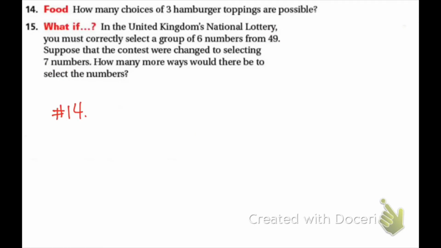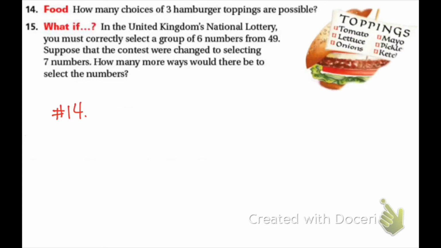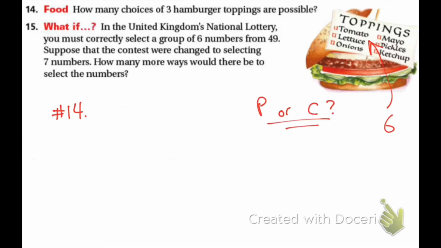Number 14. How many choices of 3 hamburger toppings are possible? And you have these toppings. So you have a total of 6 toppings. Would this be a permutation or a combination? Well, the order doesn't matter how you put it onto your hamburger, you're just looking for a group of 3 toppings, so this would be a combination.